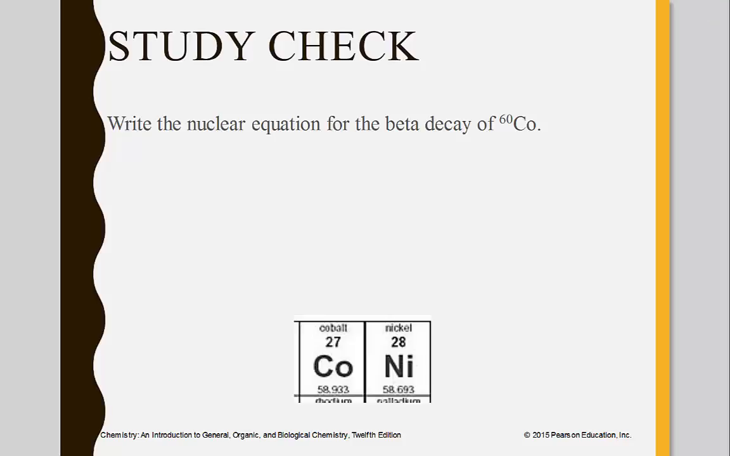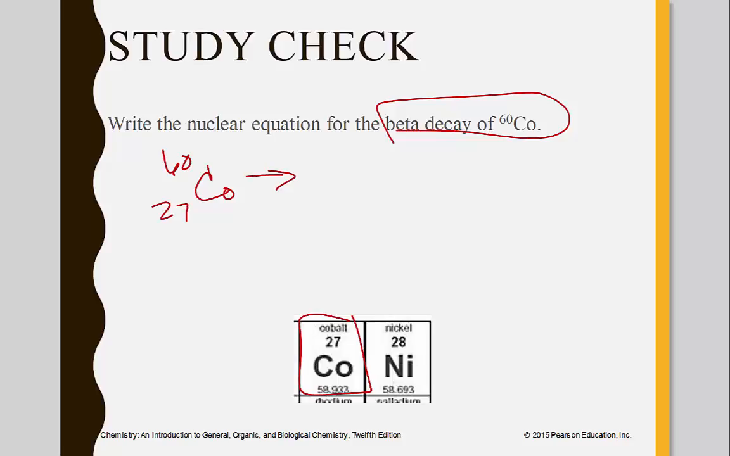Beta decay of cobalt. So Co, 60 is the top number. To find the bottom number, we look at the periodic table. 27. It's decay. It's an emission, so we're going to put it on the right-hand side. 0 over negative 1, e. So 60 is equal to 0 plus 60. So that number didn't change. The bottom number, 27, is equal to negative 1 plus x. That comes out to be 28.